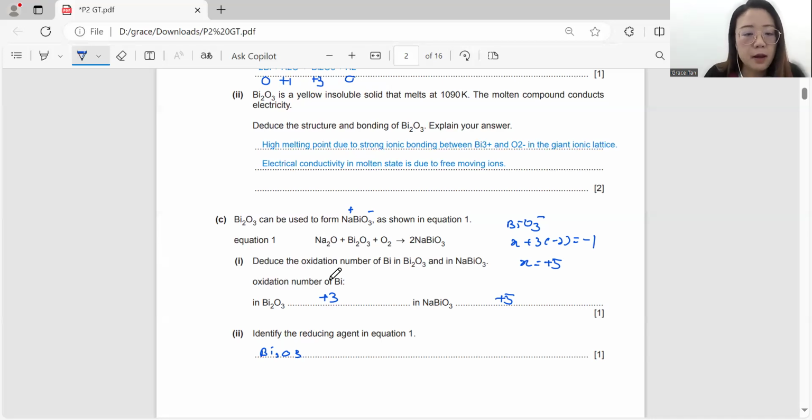Next, identify the reducing agent in equation 1. The reducing agent means you reduce another compound and you oxidize yourself. You can see here, bismuth over here is +3 and over here is +5. So a reducing agent oxidizes itself like this. So the reducing agent is the Bi2O3.